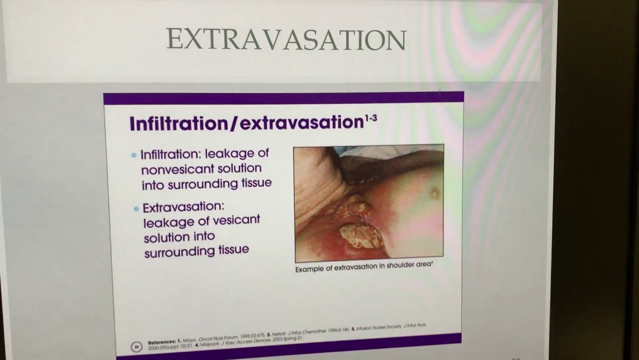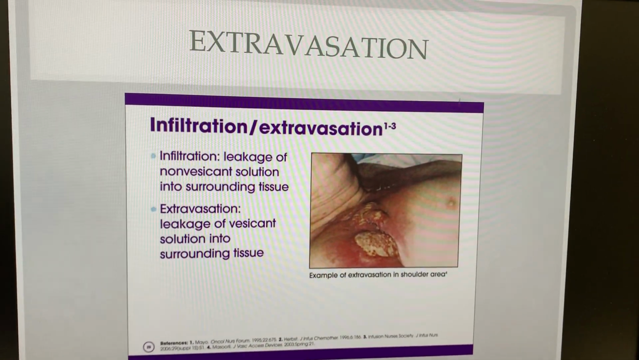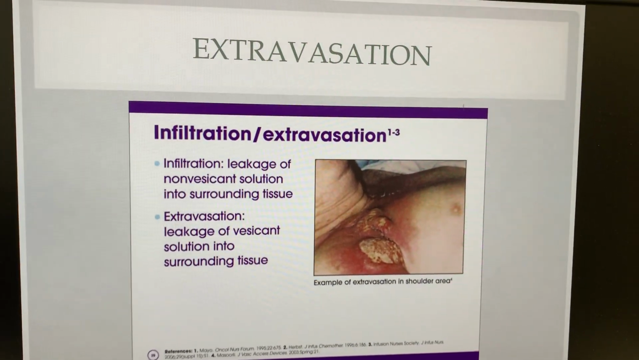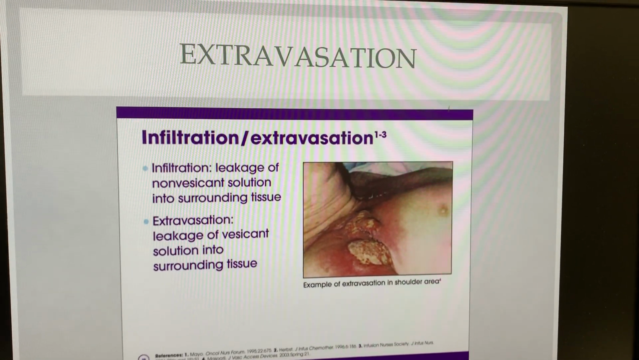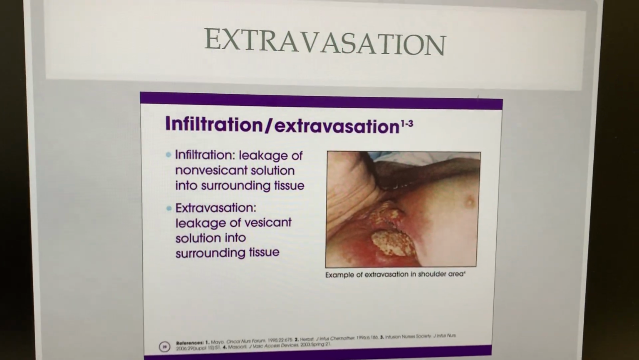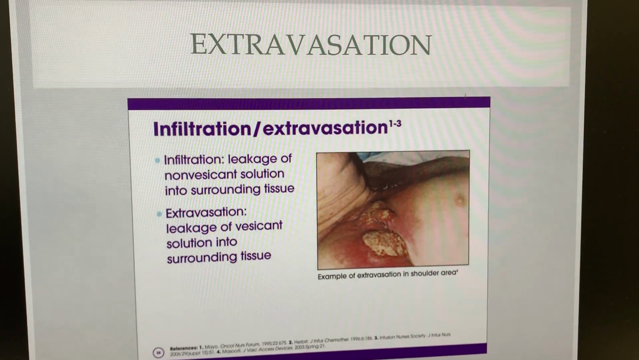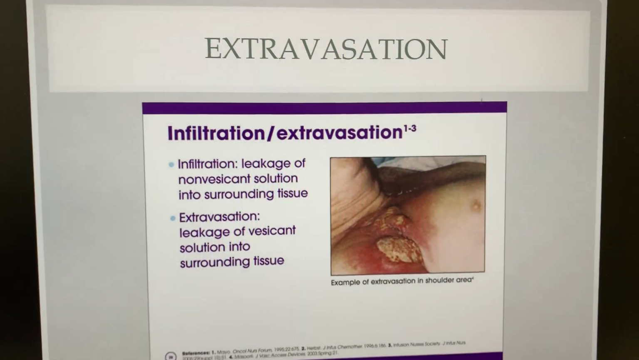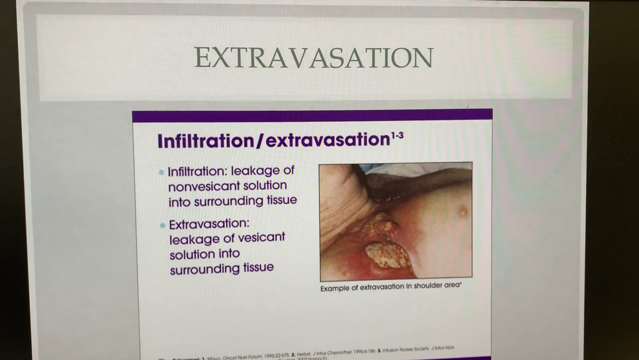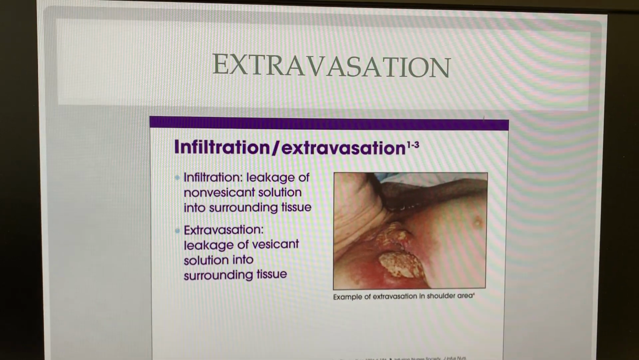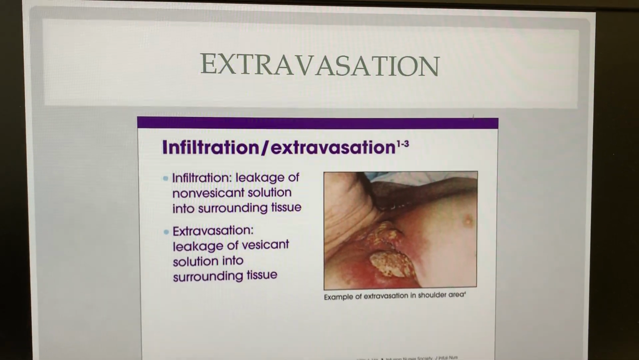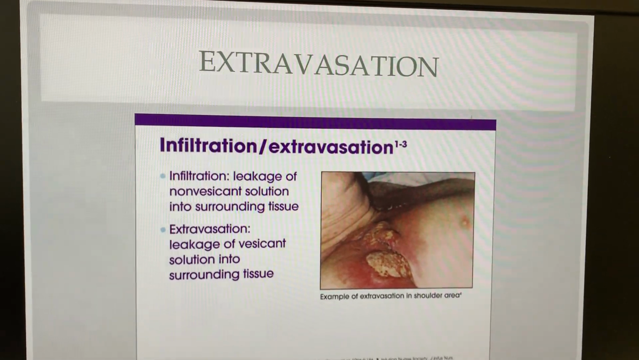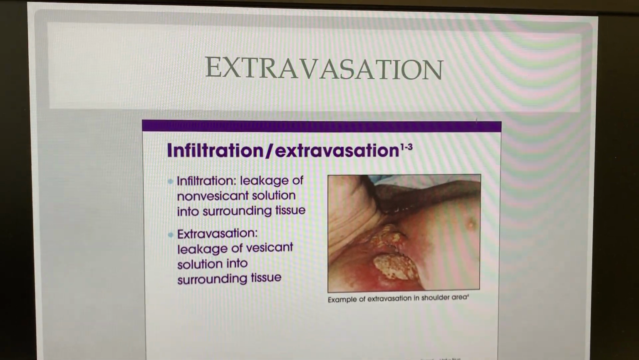This is a condition called extravasation. Infiltration and extravasation are not the same thing. Infiltration just means you have a leakage of solutions into the surrounding tissue, but it's not irritating solution. Sometimes it's just plain IV solution. And it's not going to eat away at their skin. Extravasation is a leakage of what's called a vesicant, an irritant, a medication that is caustic or toxic to the surrounding tissue.